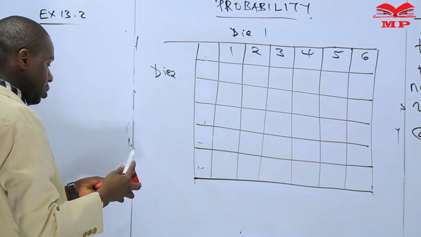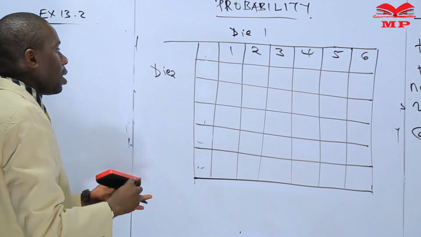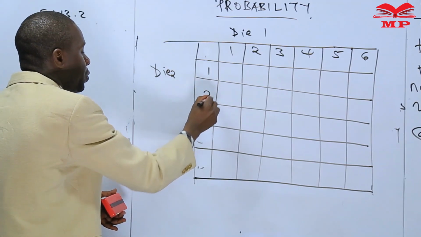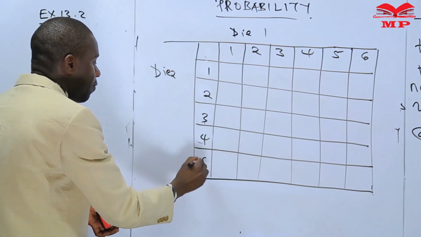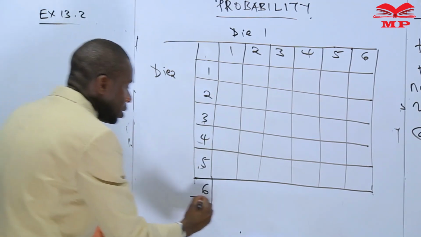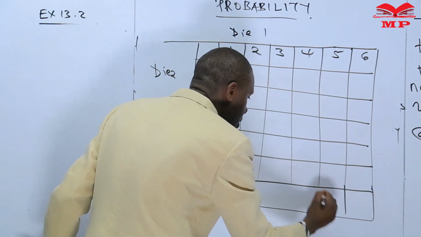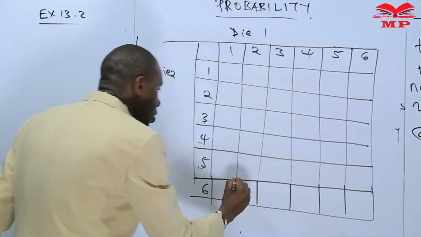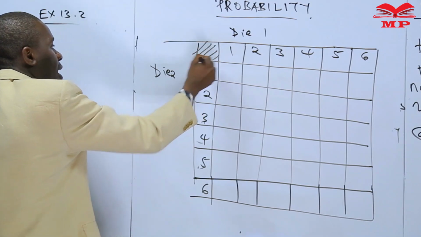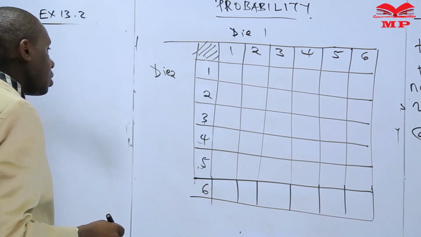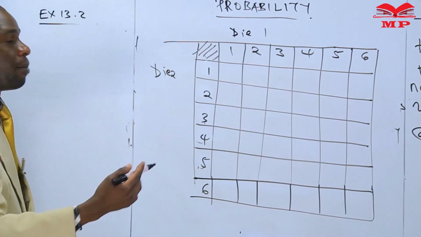Die 2 can give us 1, 2, 3, 4, 5, 6. Let's just work with it like that, so that we have this space having nothing. So having drawn that, we can now see the sum.